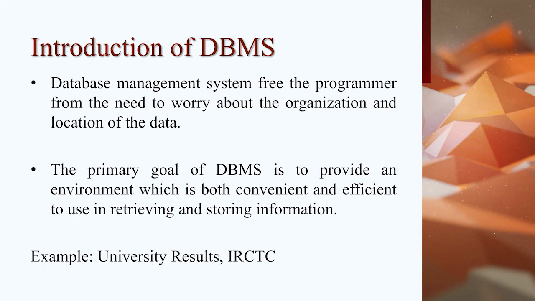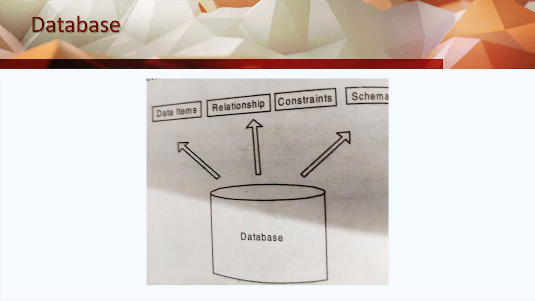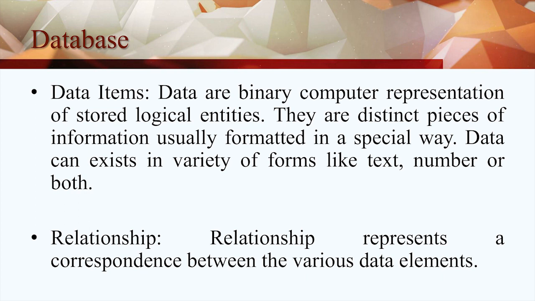So what is database? Database is a collection of 4 components. First is data item, second is relationship, third is constraints, and fourth is schema. What is data? Data are binary computer representation of stored logical entities, or you can say a collection of text, images and video. They are distinct pieces of information usually formatted in a special way and can exist in a variety of forms like text, number, images and video. You have to differentiate between data and information, because if you process the data in a meaningful way, it is called information. We will discuss data and information separately.